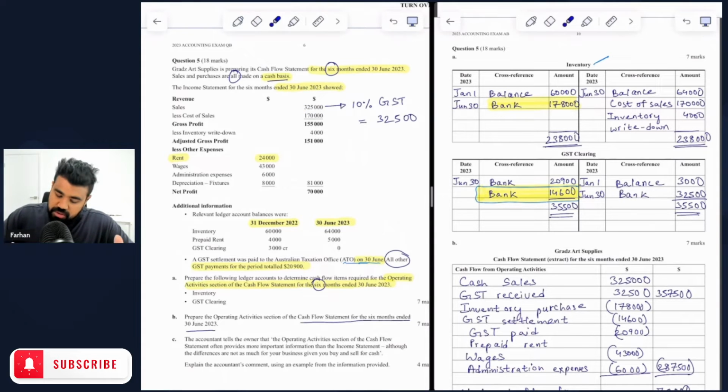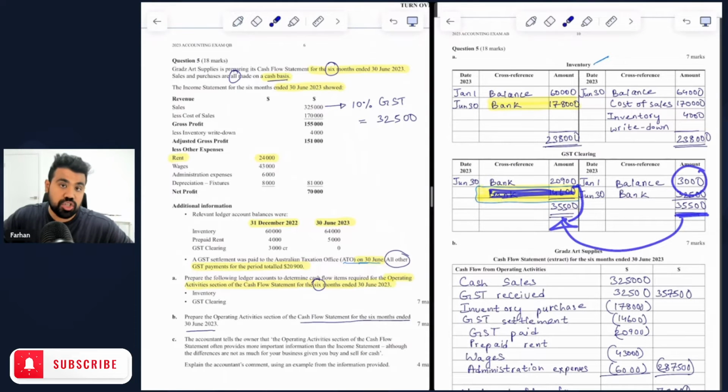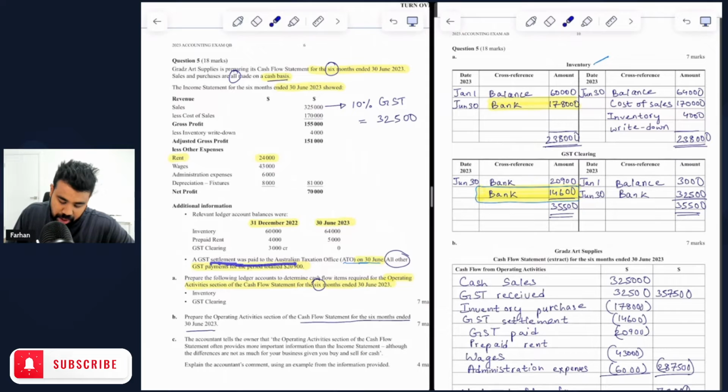Now, let's assume that we do not have this figure given to us and we need to balance the GST clearing account. How do we do that? You can quickly scan through the ledger accounts and you will see that the credit side is the heaviest side. We add everything on the credit side, which gives us 35,500, which must be the total on the debit side to ensure the fundamental rules of accounting apply. From there, if we subtract 20,900 that relates to the other GST payments, we are left with 14,600 as the GST settlement that we had paid to the ATO.